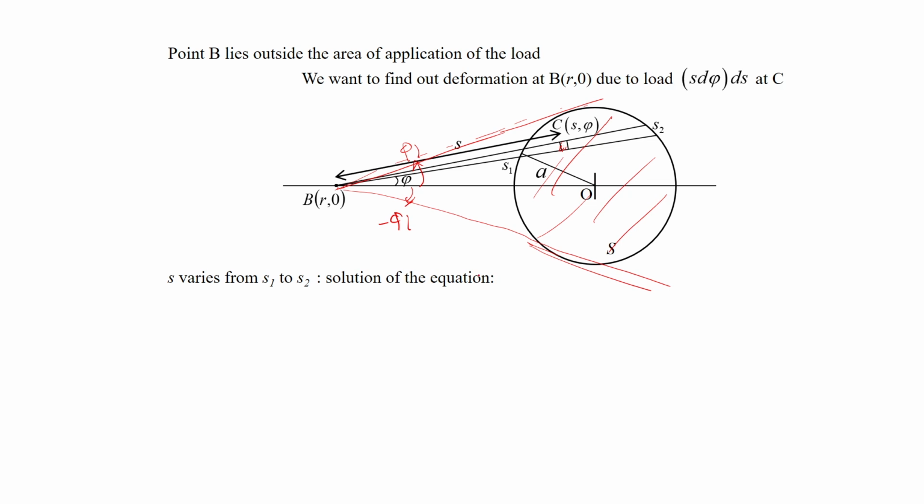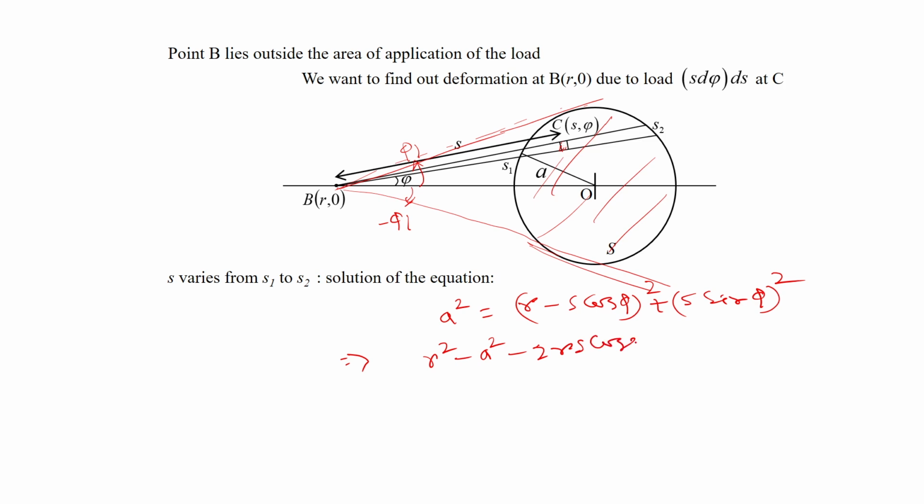So, for example, we can find it out by writing that S square is equal to, this is r minus S cos phi whole square plus S sin phi whole square. So, that will give rise to r square minus S square minus 2 r S cos phi, and S cos square phi plus S sin square phi is equal to sin square phi plus sin square phi, and this is equal to 0. So, this is the quadratic equation with respect to S, and we can solve this very easily.